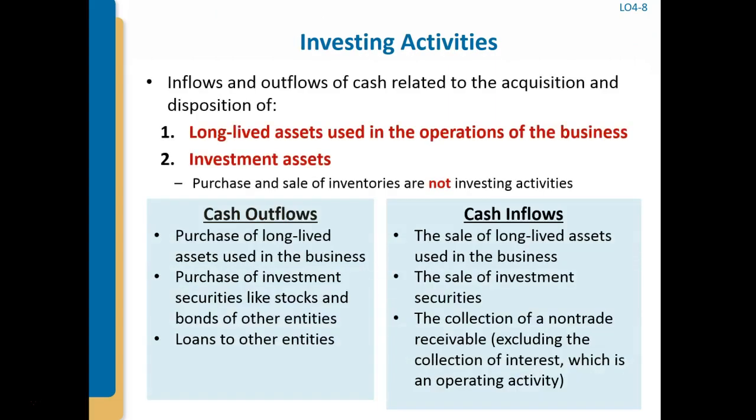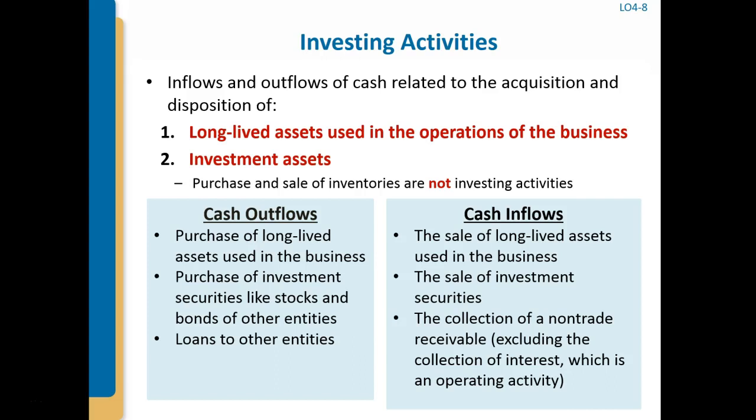Cash flows from investing activities include inflows and outflows of cash related to the acquisition and disposition of long-lived assets used in the operations of the business, such as property, plant, and equipment. And then also investment activities, except those classified as cash equivalents and trading securities. The purchase and sale of inventories aren't considered investing activities. Inventories are purchased for the purpose of being sold as part of the company's operations. So purchases and sales of inventory get included in operating activities.